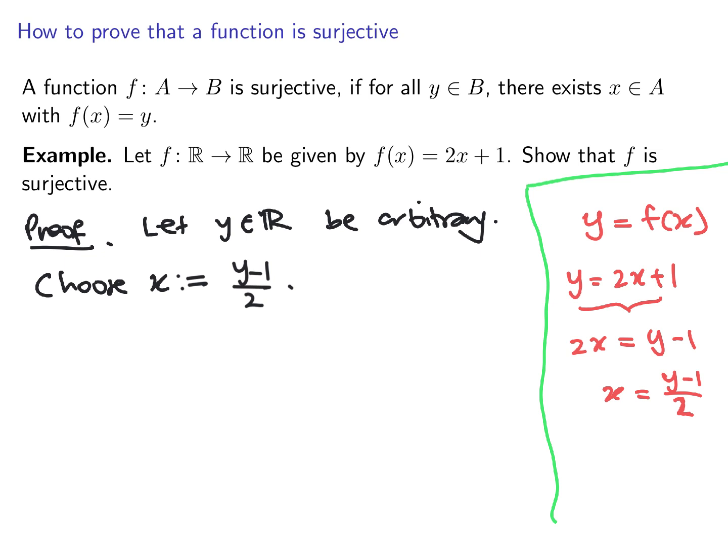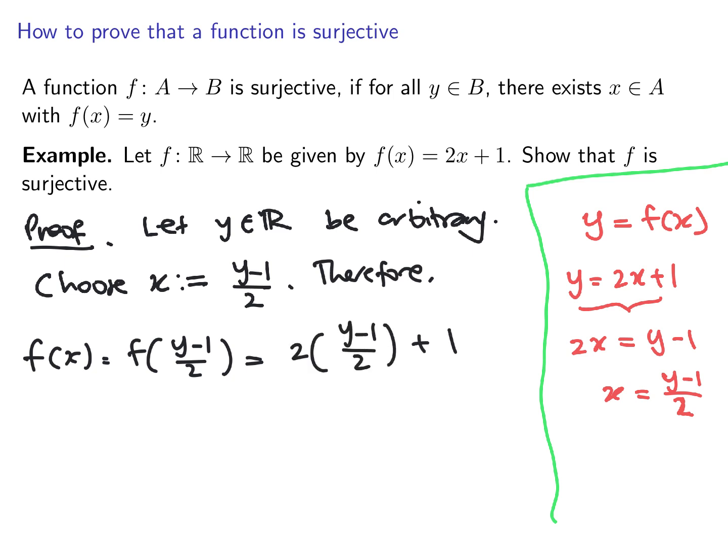Okay, so now let me carry on with the proof. Choose x to be (y minus 1) over 2, right? And then, where are we now? We have chosen y arbitrarily. We have chosen a specific x. We need to show that f of x is equal to y. All right, choose x to be this. Therefore, f of x, which is f of (y minus 1) over 2, is 2 times (y minus 1) over 2 plus 1, yeah, 2 times x plus 1, which is equal to y minus 1 plus 1, which is equal to y, which is what we want to prove, right? We want to prove that f of x is equal to y. And we're done. So typically, to show surjectivity, at some point, you need to move backwards.